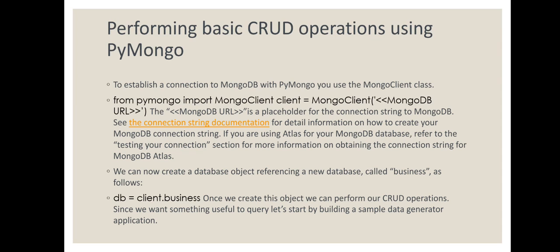We can now create a database object referring to a new database called business as follows: db = client.business. Once we create this object, we can perform our CRUD operations. Since we want something useful to query, let's start by building a sample data generator application.